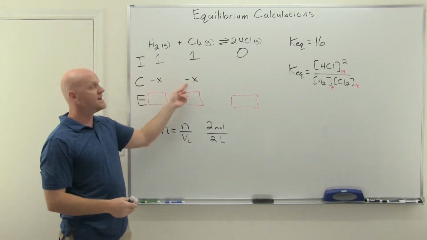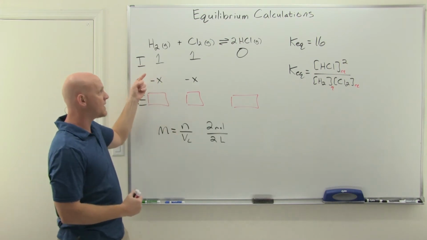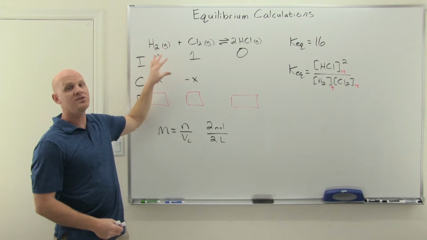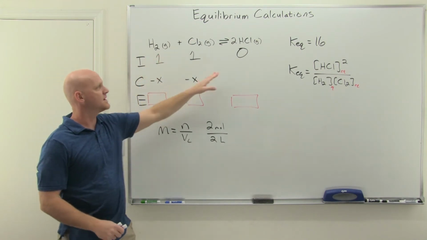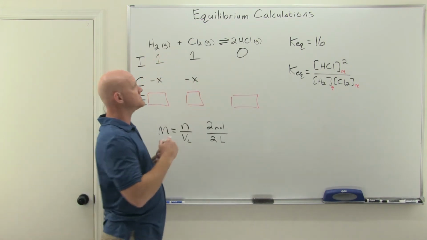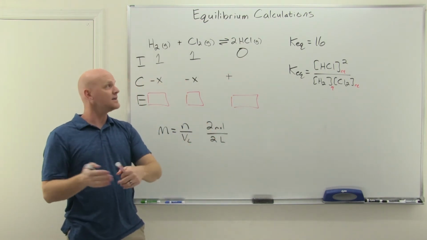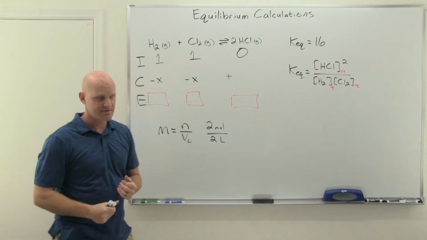Now notice both of these are negative because they're reactants. We said this reaction needs to proceed to equilibrium by going to the right, which means these concentrations are going to go down, and that's why these are negative. But for the product, it's going to get produced, and so its change is not going to be negative, it's going to be positive. We're going to be gaining some of the HCl in this case.